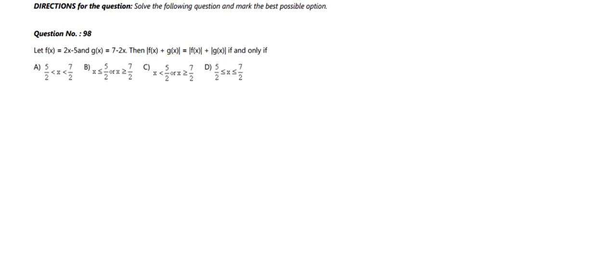So question 98 says f(x) is equal to 2x minus 5 and g(x) is equal to 7 minus 2x. Okay, so here we have been given two different functions. First one is f(x), which is 2x minus 5, and the second one given is g(x), which is 7 minus 2x. And now we have been given an equation.